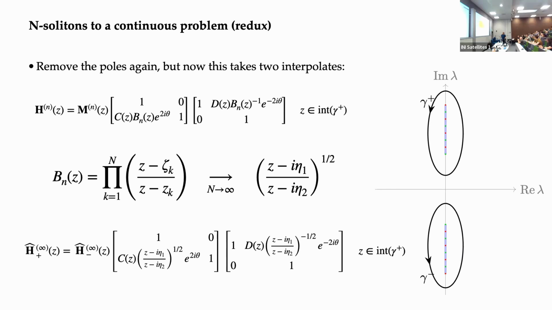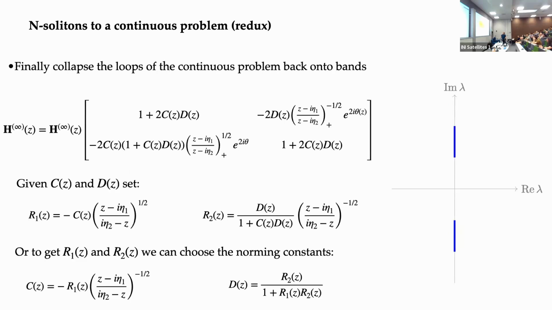Now these jumps, we're going to assume that these functions C and D are analytic inside the loops. You could probably get away with assuming that they're just continuous and having a D-bar problem, but it's a more complicated picture then. Okay, when you collapse everything back onto these bands, now you have some jump that looks like this. So here's where the jump relation of the limit is showing up.